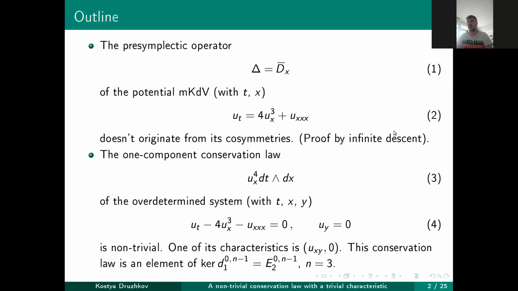Besides, we will make the following conclusion: the one component conservation law given under formula 3 for the overdetermined system, which differs from GDEq by the equation uy equals 0. So the conservation law is non-trivial, and yet one of its characteristics vanishes on the system, and the conservation law is an element of the second page. So it's an element of the kernel of the differential d1 of the Vinogradov spectral sequence. So the conservation law lives on the second page. It is non-trivial, but it corresponds to the trivial cosymmetry.